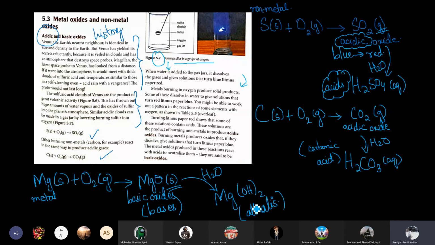So this is the difference between bases and alkalis. Otherwise, they are the same thing. Their properties are the same: their pH, color, litmus paper changing, and everything. Their reactions are also the same. They both give salt and water upon reacting with acids. But the only difference is that bases are solid metal oxides, and alkalis are when these metal oxides are dissolved in water. The hydroxides are alkalis.